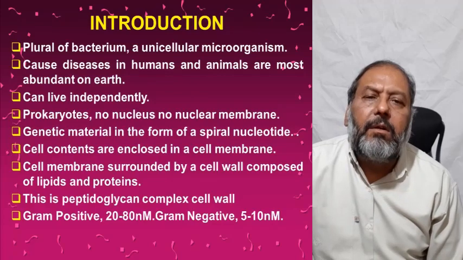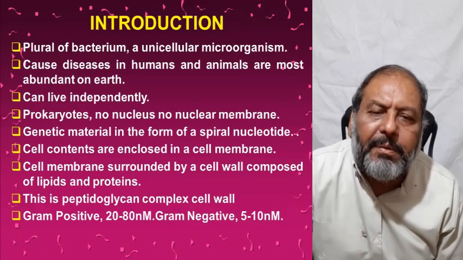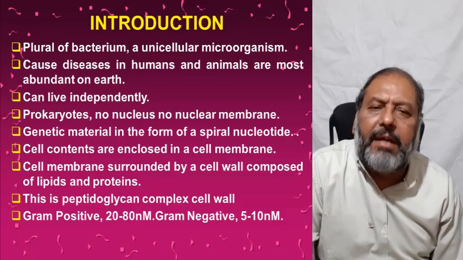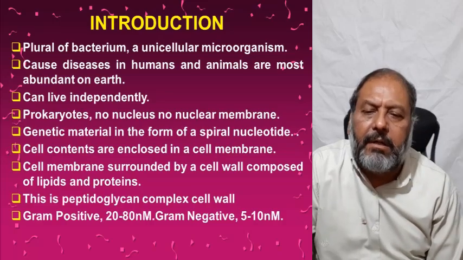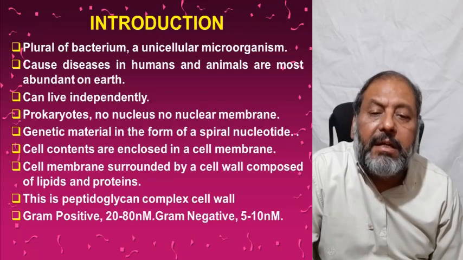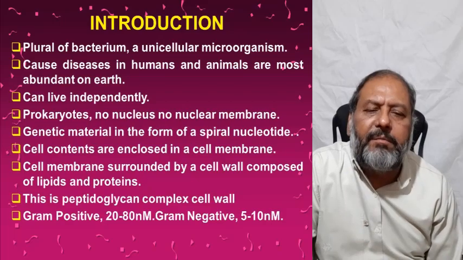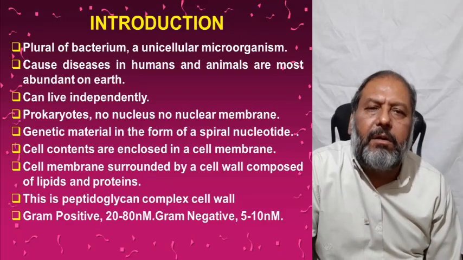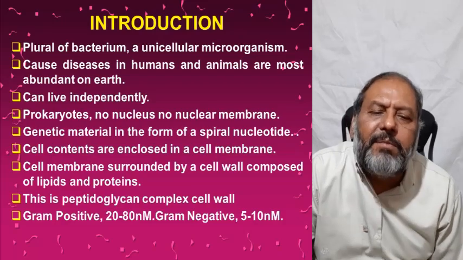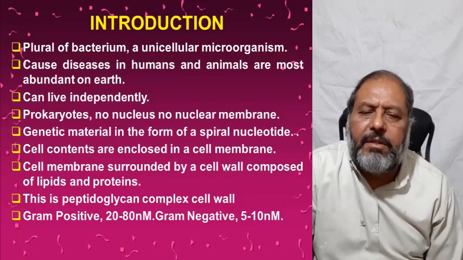Now, the introduction of bacteriology is that bacteria are the plural of bacterium, a unicellular microorganism that causes diseases in humans and animals. These are most abundant on the earth. They are in trillions and trillions. They can live independently. They are prokaryotes, meaning without any nucleus or nuclear membrane. So these are called prokaryotes as opposed to eukaryotes, which are with a nucleus. Genetic material is in the form of a spiral nucleotide, as in the eukaryote it is the nucleus.